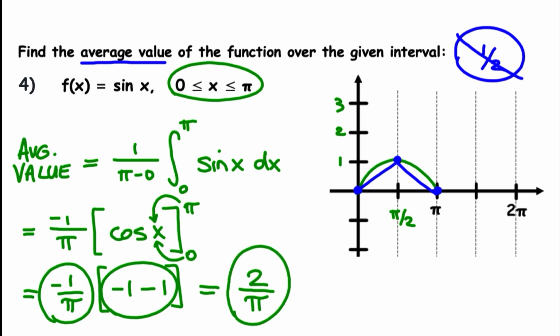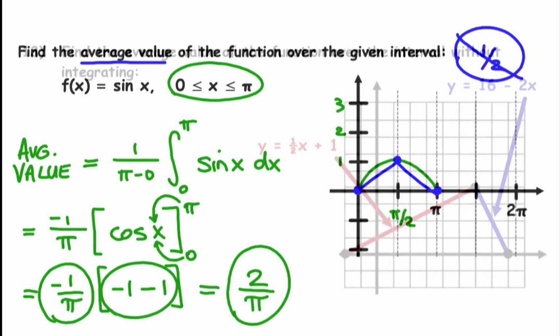And you know what? Pi is pretty close to 3, so this answer is pretty close to 2/3. Remember I said I thought it would be bigger than 0.5. It is going to be bigger than 0.5. Just in case you were curious, 2 over pi is 0.637, so yeah, good answer. 2 over pi. All right, last problem for day number 2.